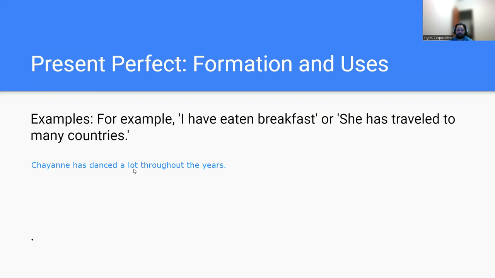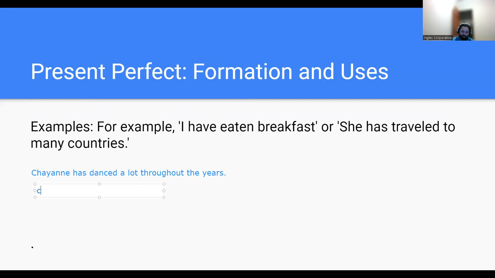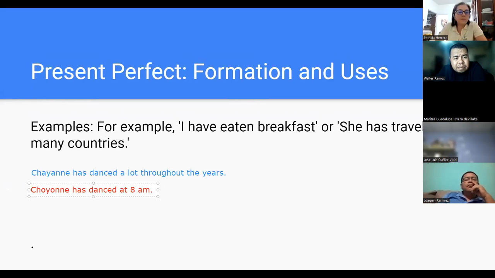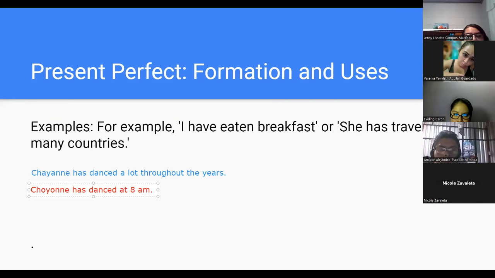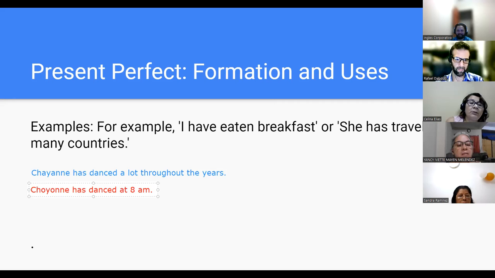So I said Cheyenne has danced throughout the years, right? But is it possible for me to say, let's use some red, Cheyenne has danced at 8 a.m.? Can I say this? No. No? Are you sure? Yes. All right, very good. I'm glad that you're sure. Yes, we cannot say this. Exactly. We should be using the past tense here.